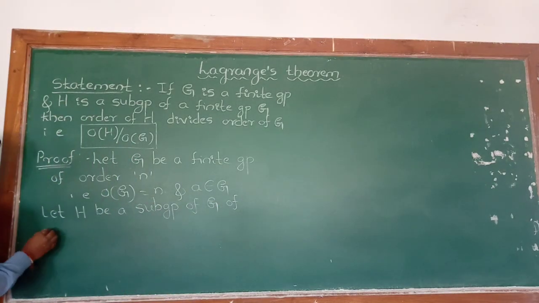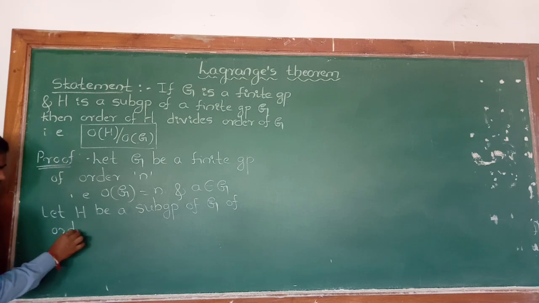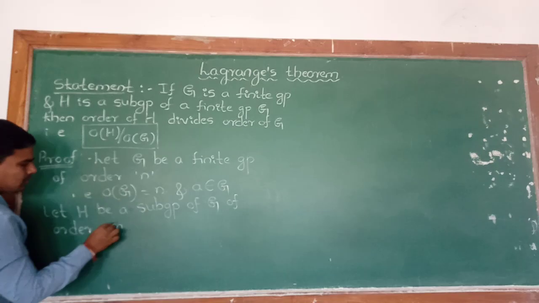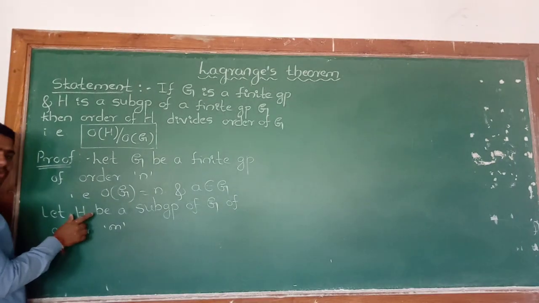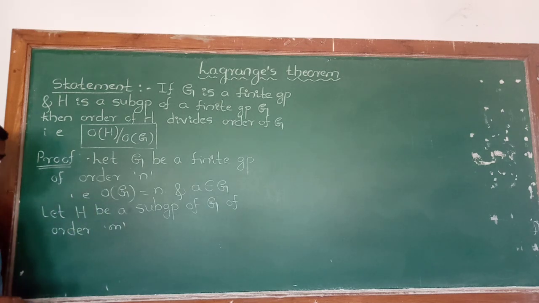Let H be a subgroup of a group G of order, I will take, m. Assume this subgroup H contains m number of elements.